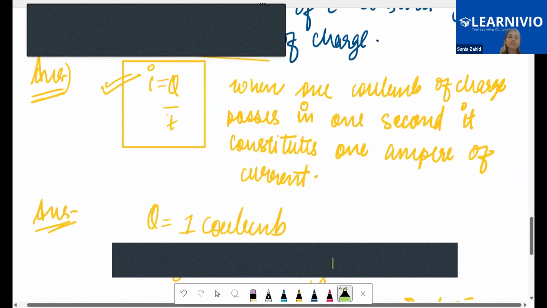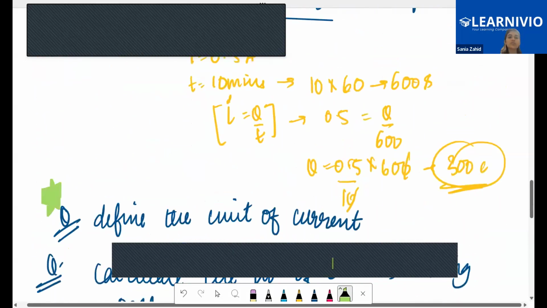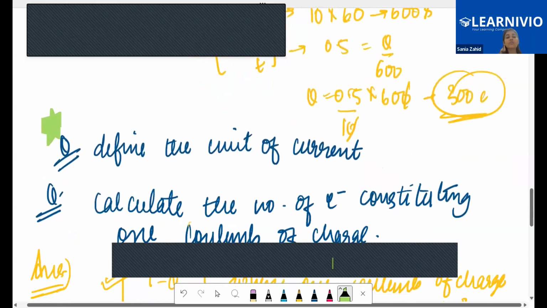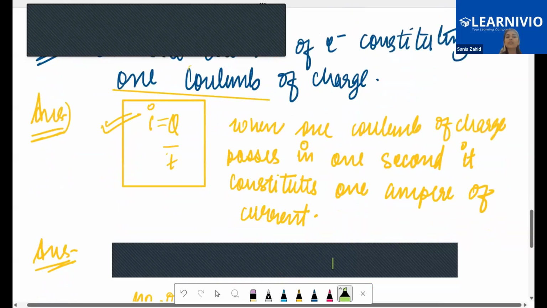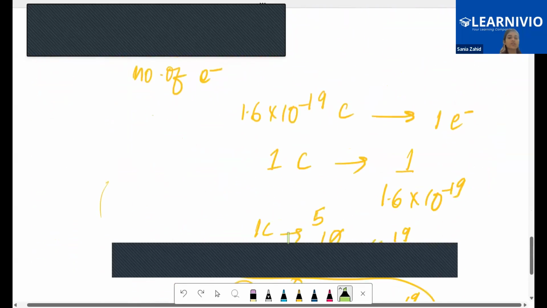When we practice some more questions, this question is very important: define the unit of current. Why is this important? Because this type of question also appears in other topics, like define 1 volt, define 1 ampere, define unit of resistance. For such questions, you just have to write the formula and put the value of each quantity as 1. Like when 1 coulomb of charge passes in 1 second, it constitutes 1 ampere of current, right?